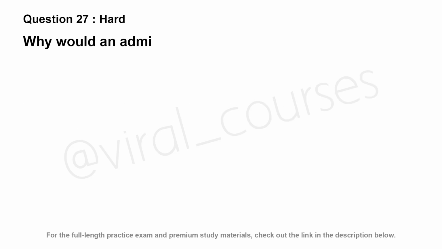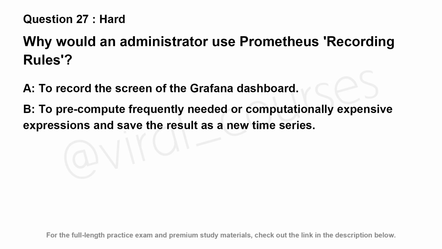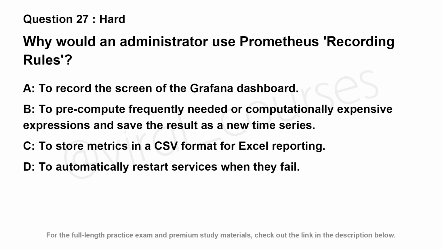Why would an administrator use Prometheus recording rules? Option A. To record the screen of the Grafana dashboard. Option B. To pre-compute frequently needed or computationally expensive expressions and save the result as a new time series. Option C. To store metrics in a CSV format for Excel reporting. Option D. To automatically restart services when they fail.